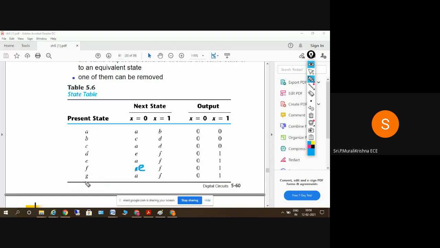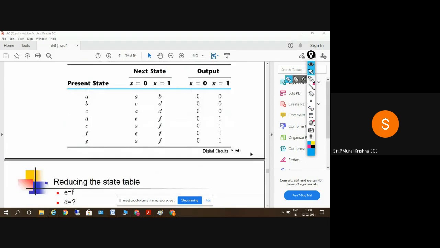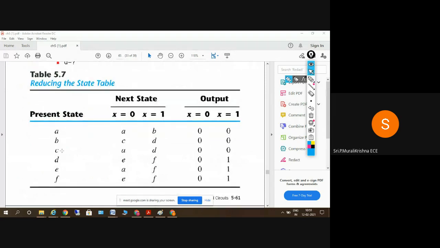I'll eliminate this one, the G value, because they are equivalent. So the table will be like this. We have removed this one, so the value of G is removed and G is replaced with E here. This is the second reduced table. Now do we have any equivalent states here?